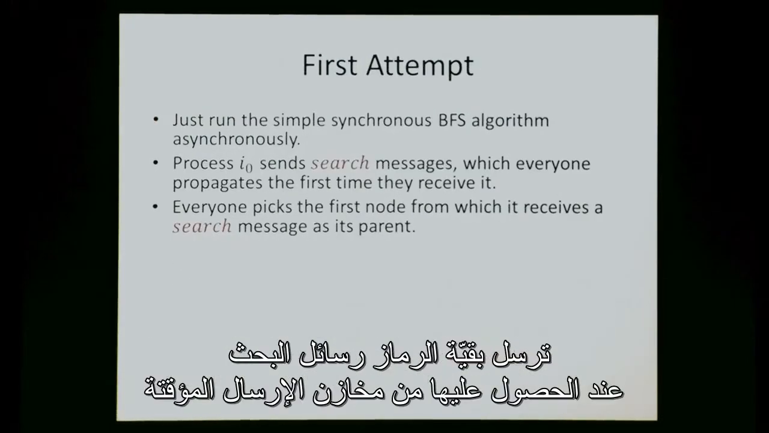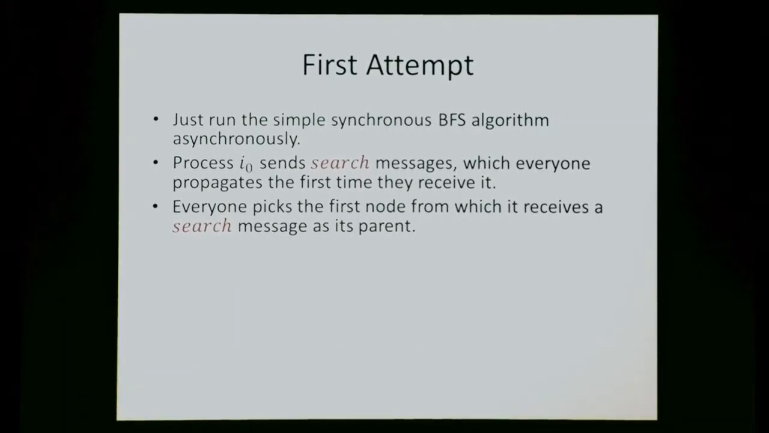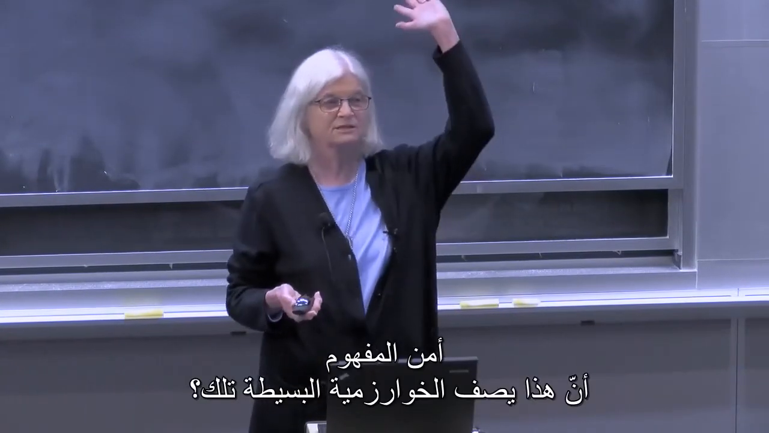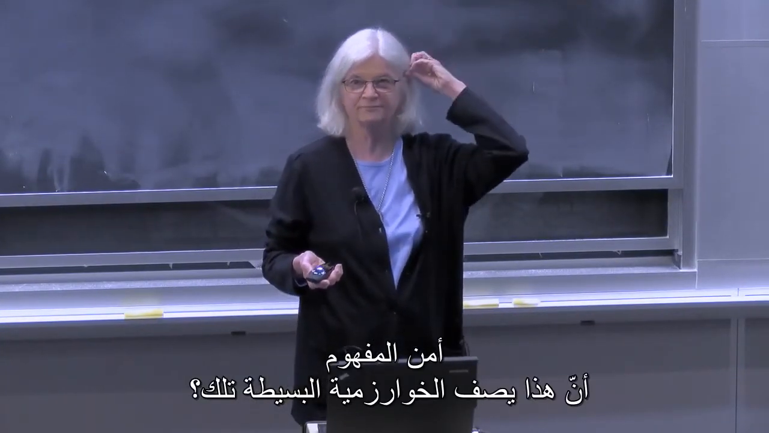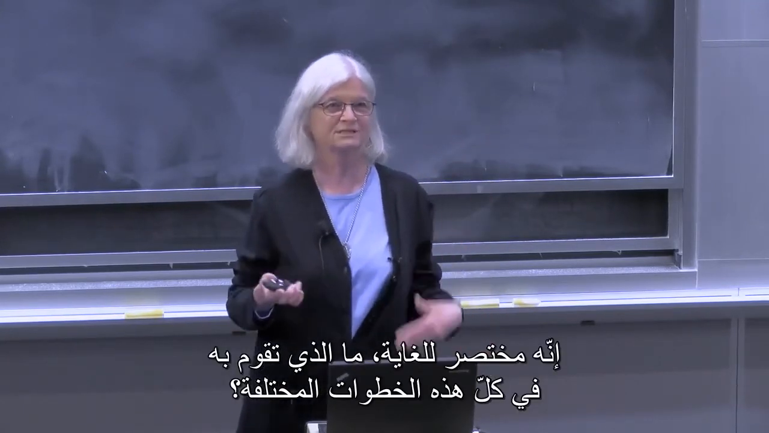The rest of the code is it just sends the search messages out when it's got them in the send buffers. And it can announce its parent once the parent is set. And this flag just means it doesn't keep announcing it over and over again. Okay, so it makes sense that this describes that simple algorithm. It's pretty concise. Just what does it do in all these different steps?